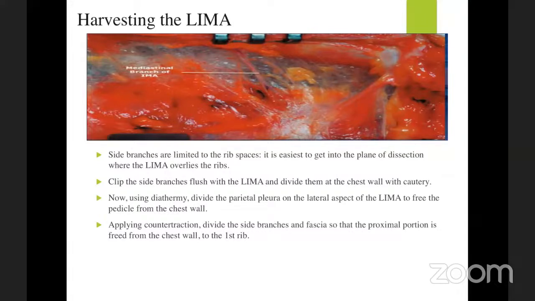Now, using diathermy, divide the parietal pleura on the lateral aspect of the LIMA to free the pedicle from the chest wall. Applying countertraction, divide the side branches and fascia so that the proximal portion is free from the chest wall to the first rib.